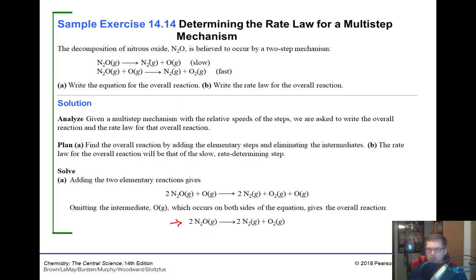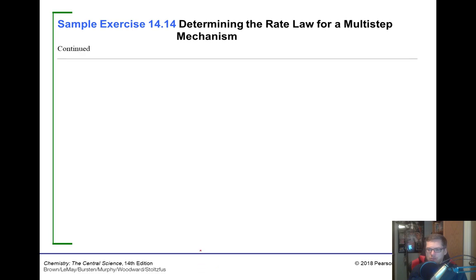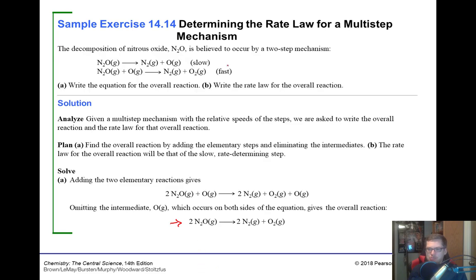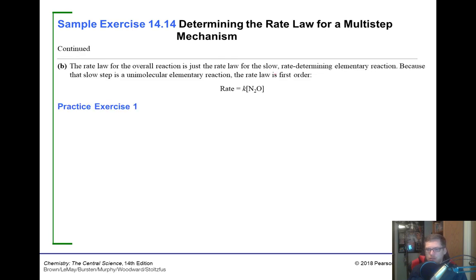All they did was combine your N2s, so you get two N2s. You've got your N2O and an N2O, those two combined, and you've got an oxygen on both sides, so they cancel. Then part B asks us to write the rate law for the overall reaction. Well, based on the slow step, the rate law would be equal to k times the concentration of N2O. And since this is in the overall reaction, we should be good. That's really all we need to do.